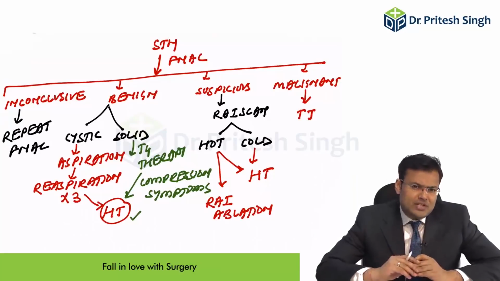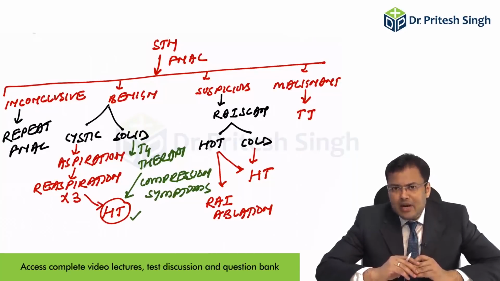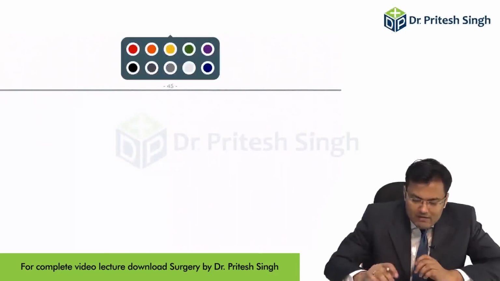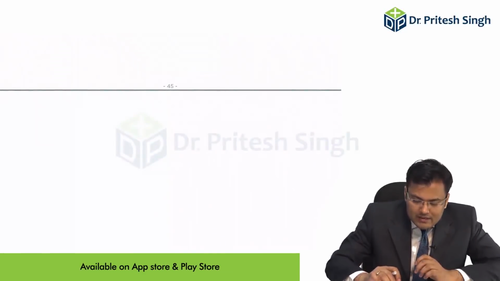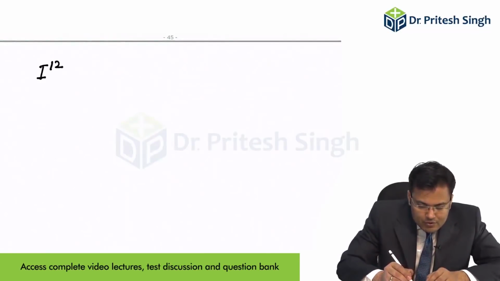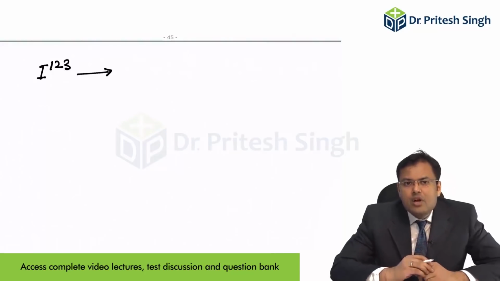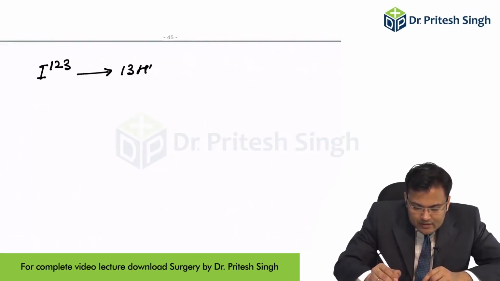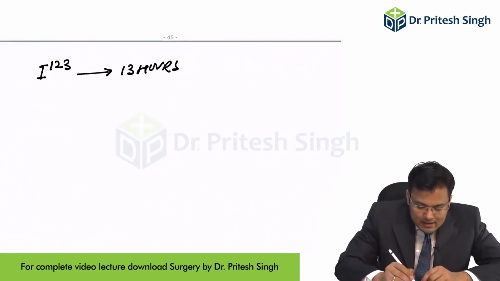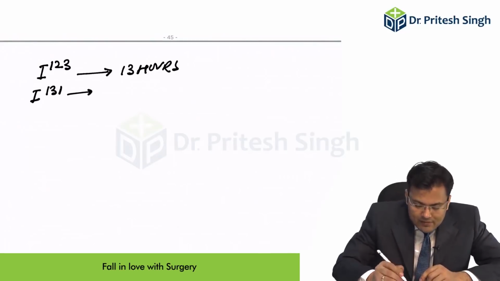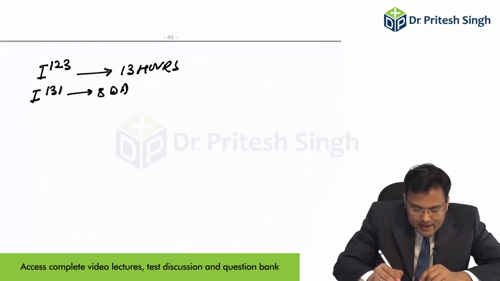Now, lots of the questions are asked about radioactive isotopes and radioactive iodine ablation. Right? So have a look. What radioactive iodine isotopes are used? One is iodine 123. What is the half-life of iodine 123? 13 hours. And second, iodine 131. What is the half-life of iodine 131? That's 8 days.